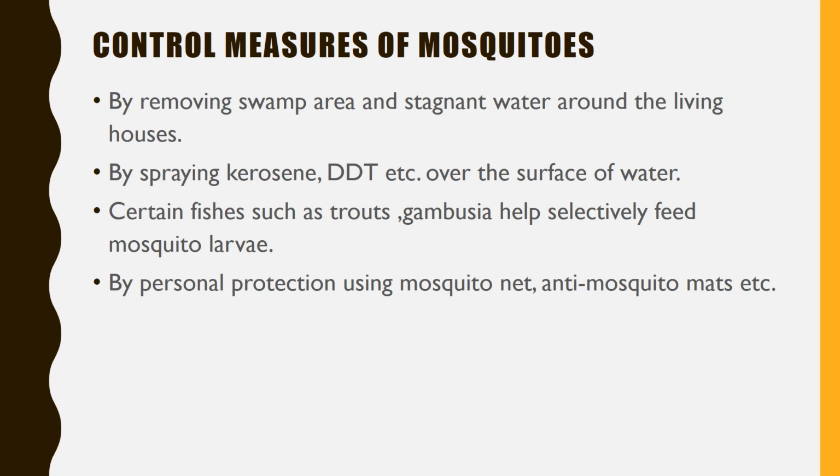Certain fishes such as trout and Gambusia selectively feed on mosquito larvae, which helps to control these mosquitoes. We can also control mosquitoes by personal protection using mosquito nets, anti-mosquito mats, etc.